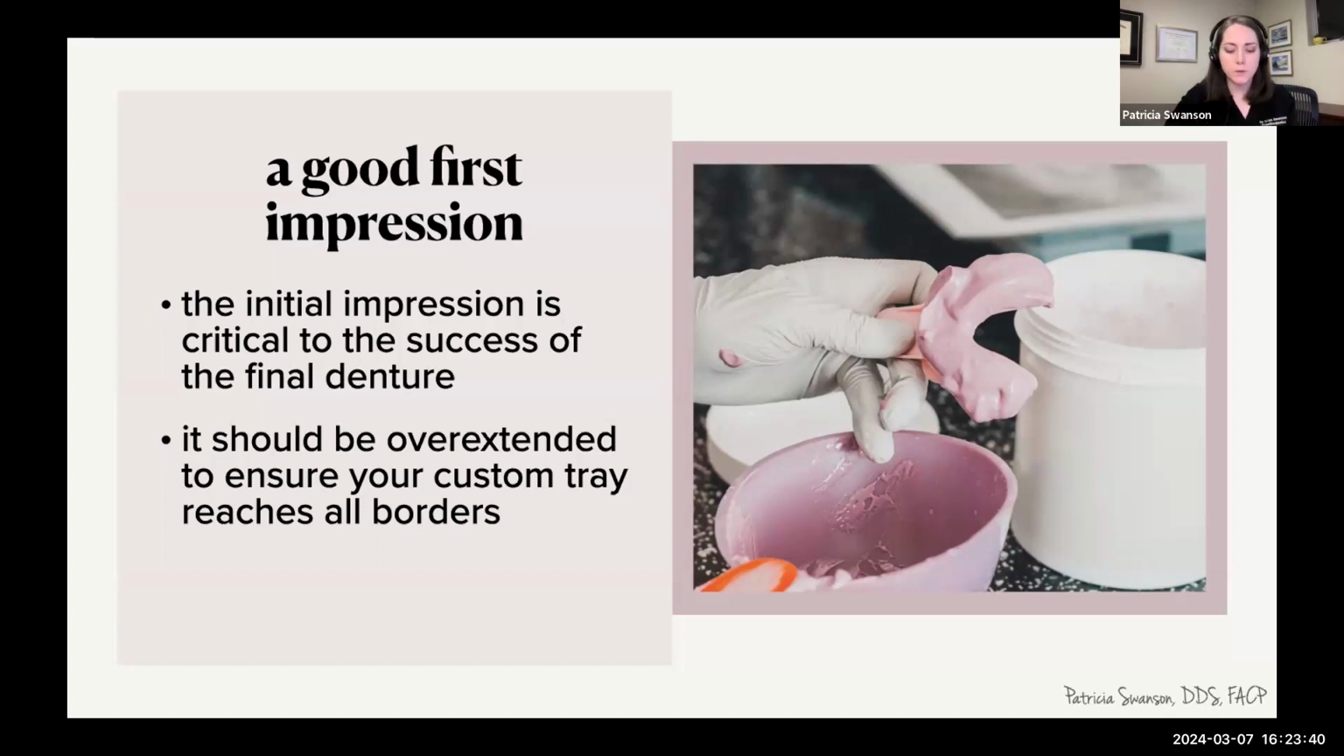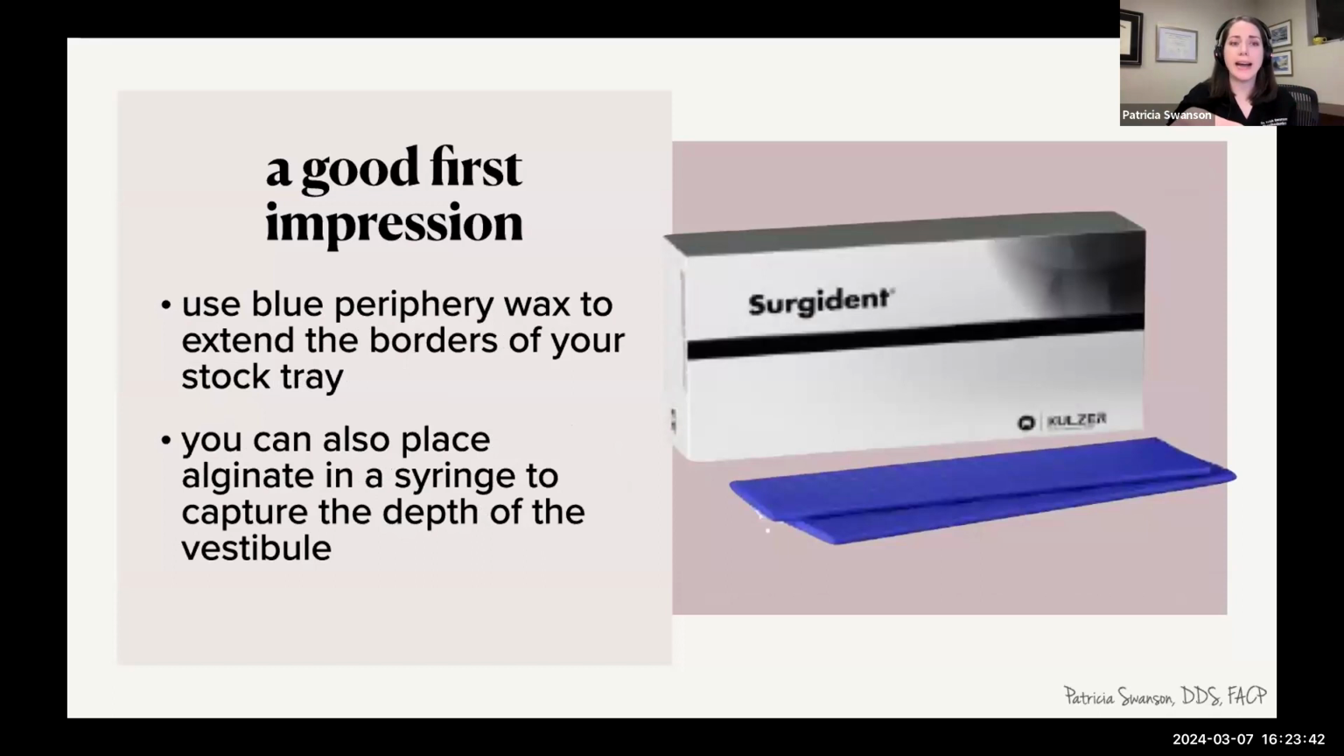And I like to use periphery wax to extend the borders of my stock tray. So I will add that. Ours is blue. It's just the normal periphery wax to add to the edge of the tray, so that I know my tray is reaching all the boundaries of my patient's mouth, because I'm using a stock tray, and they come in small, medium, and large. And not everyone is small, medium, or large, and I need to adjust it a little bit.